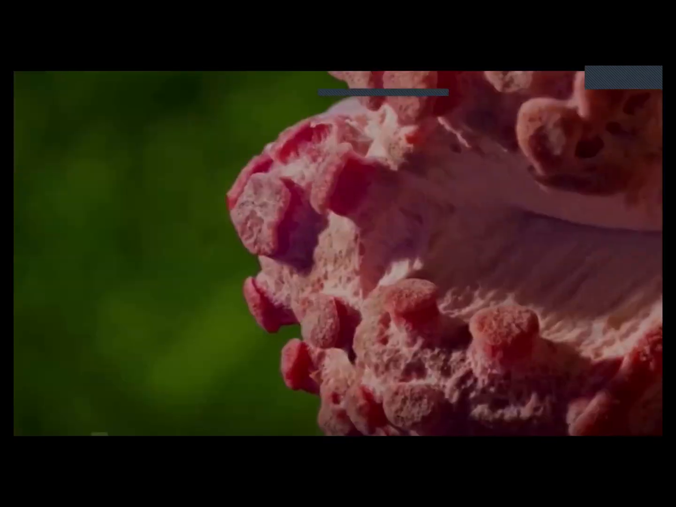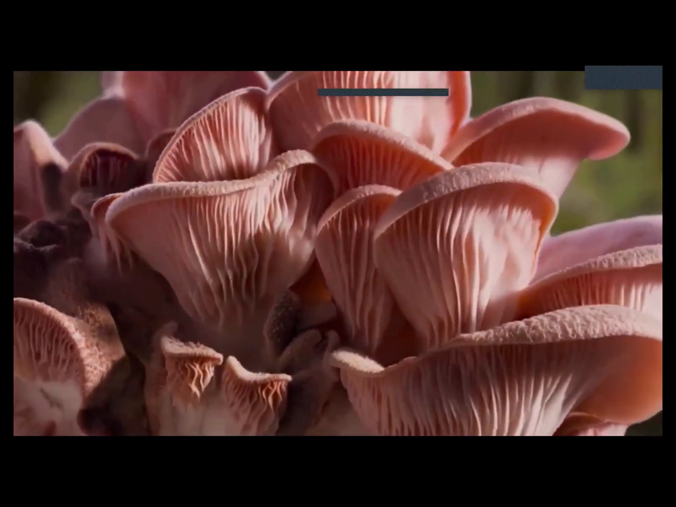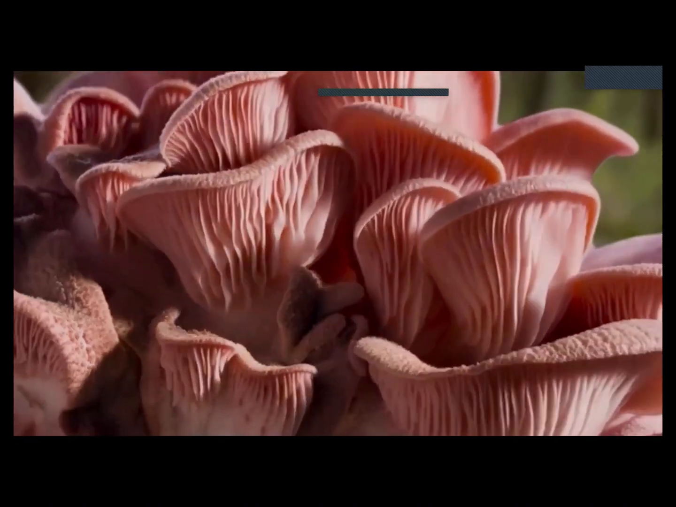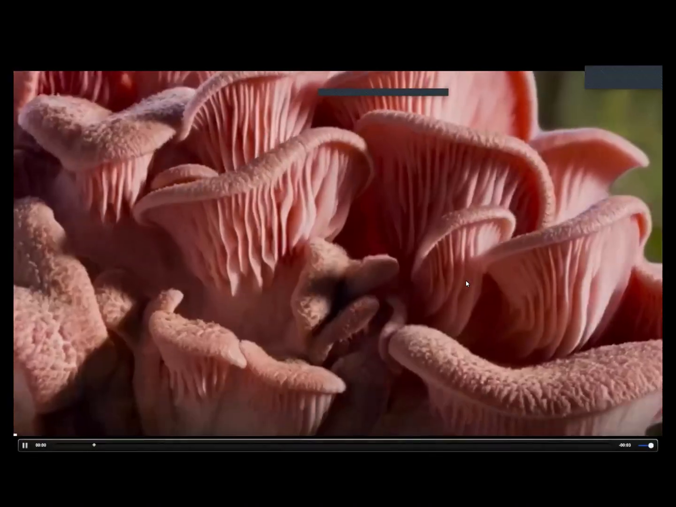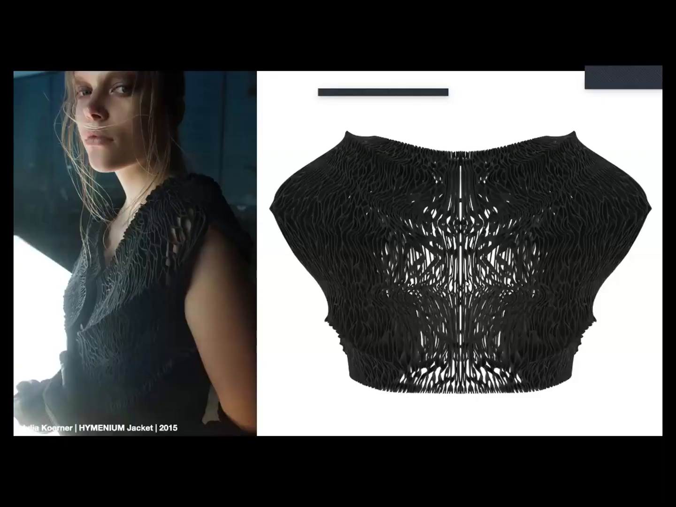So I kind of divided this lecture into natural systems, starting with the mushroom. I'm inspired by natural systems like mushrooms, and the underside of these lamellas. And in many projects, this has come into realization. So for example, in this Humenium jacket, which I designed in 2015, on the right, you see a rendering, on the left, you see a jacket.